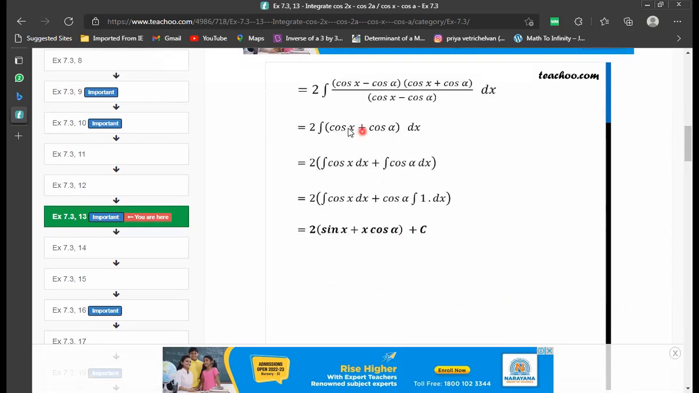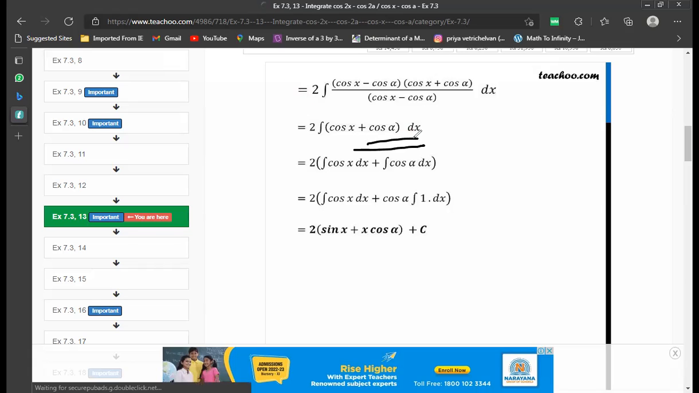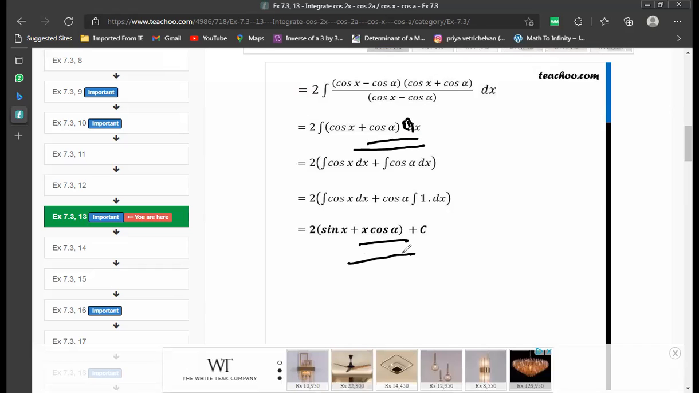So when you integrate this, integration of cos x is sin x. Integration of cos alpha is, what is cos alpha? We are integrating with respect to x. Don't write the answer as sin alpha. Many people tend to do that. We are integrating with respect to x here. So cos alpha is considered to be the constant. So you are integrating 1, just 1. So that would give you the result as x into cos alpha.